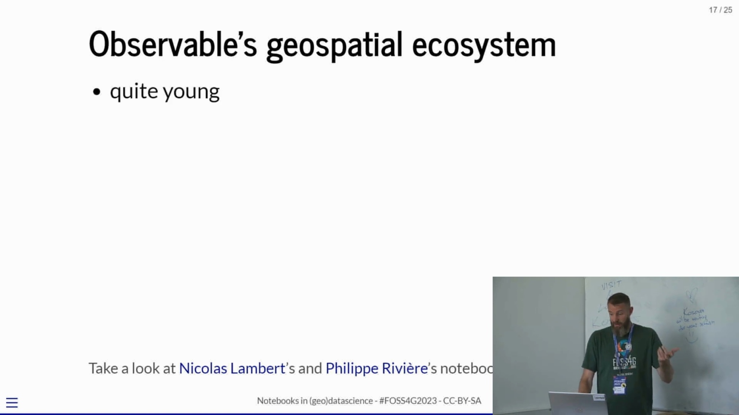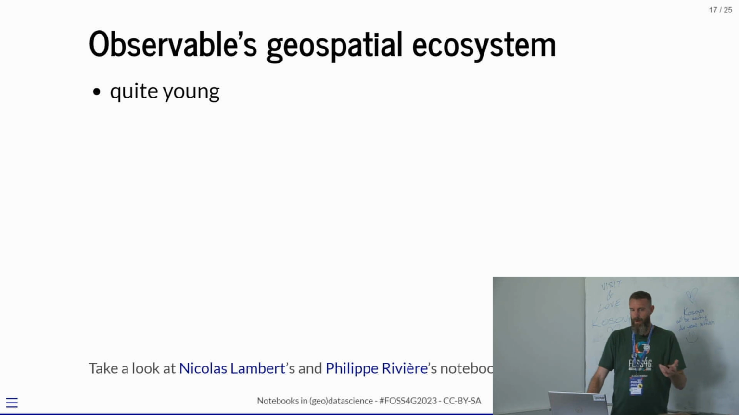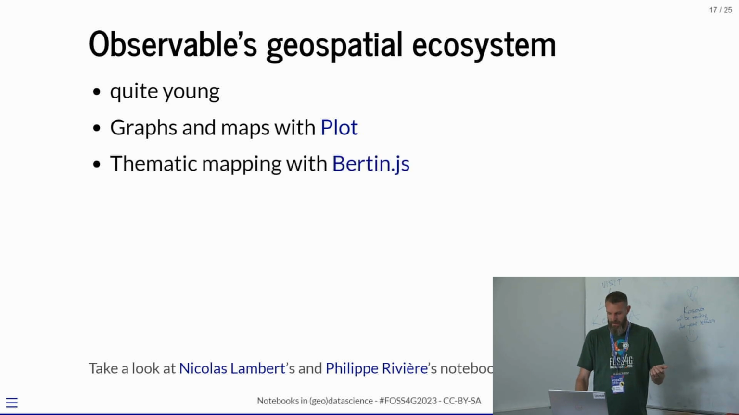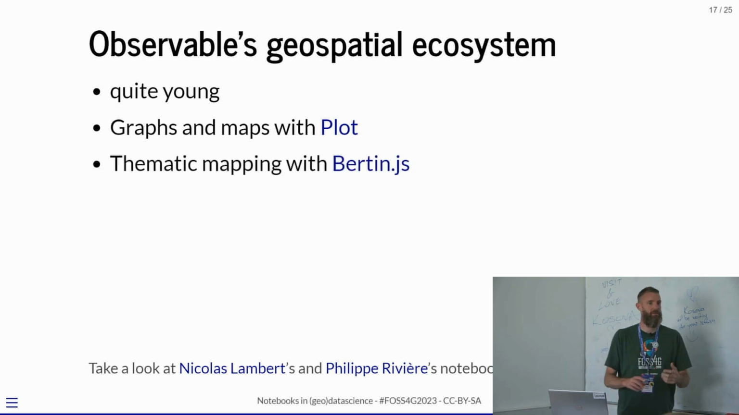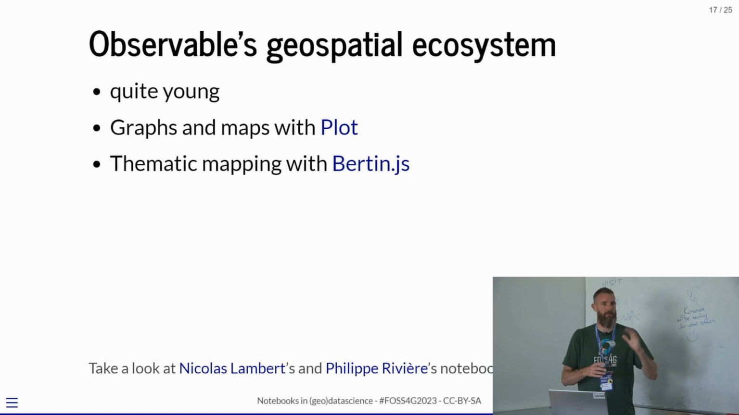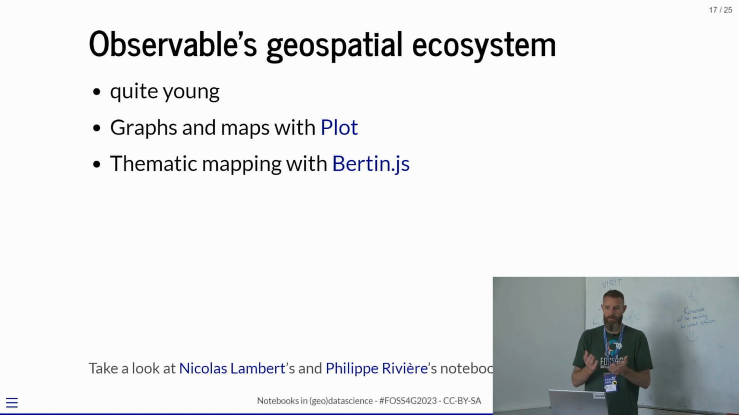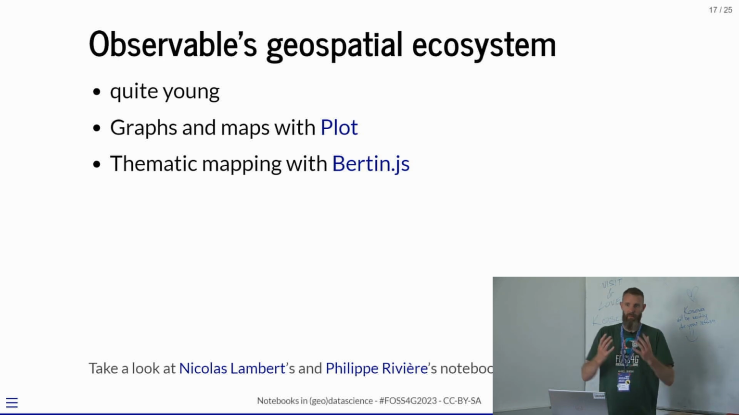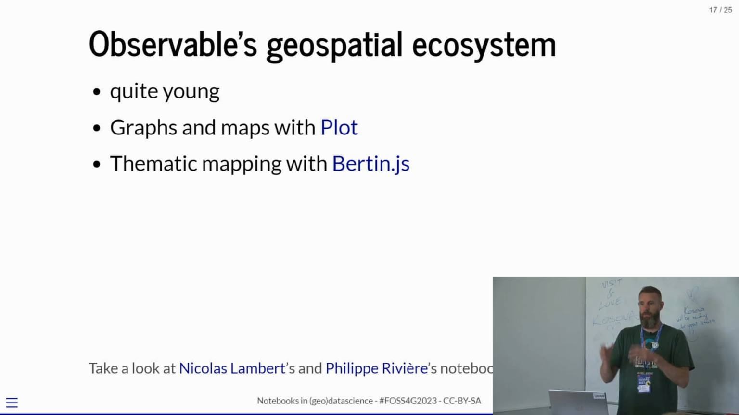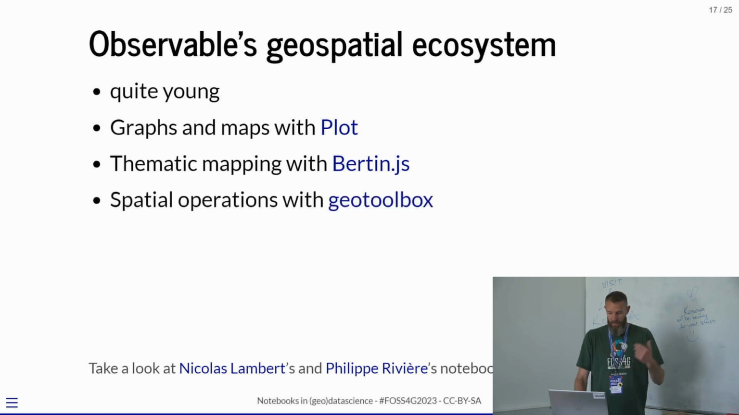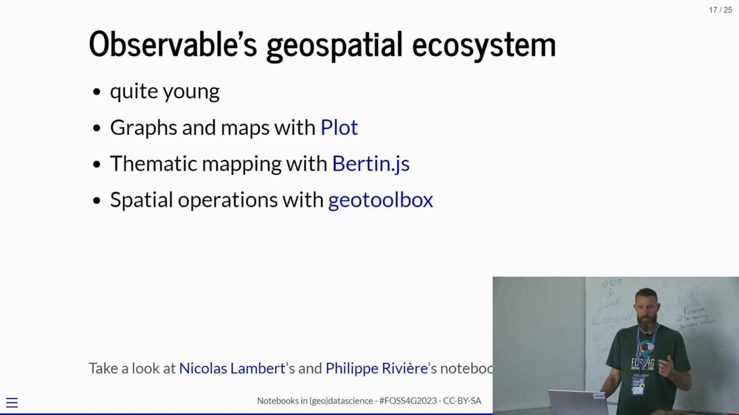Let's talk about the geospatial ecosystem. It's quite young, maybe 1 or 2 years old for some libraries. You can make graphs and maps with Plot, but you also have access to Bertin.js to make thematic mapping. It was created by a French cartographer, and it's an opinionated mapping tool dedicated to thematic mapping. You can also access spatial operations with GeoToolbox.